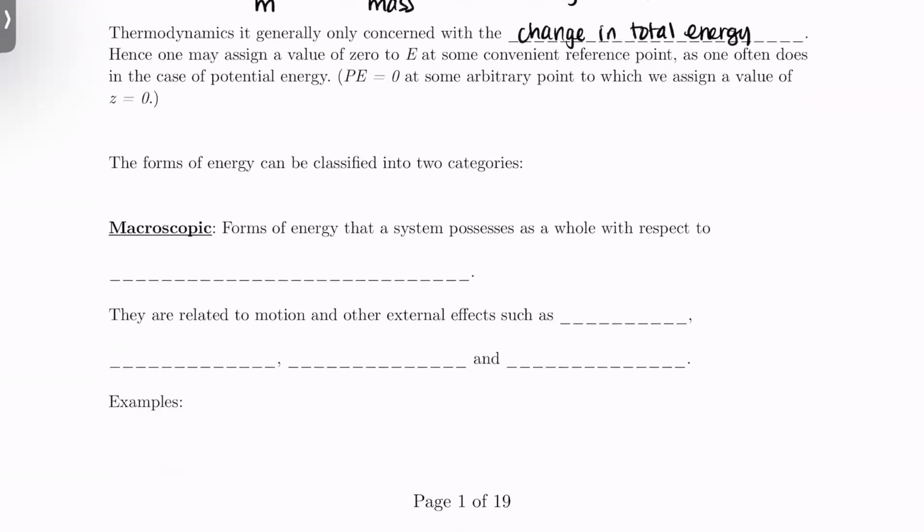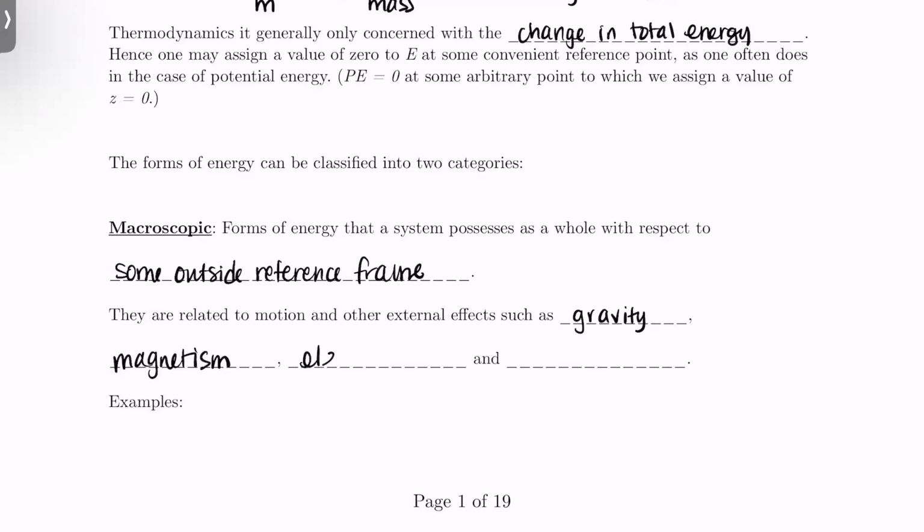All of these types of energy can be classified into two categories. We have macroscopic. These are forms of energy that a system possesses as a whole with respect to some outside reference frame. They're related to motion and other external factors like gravity, magnetism, electricity, and surface tension.